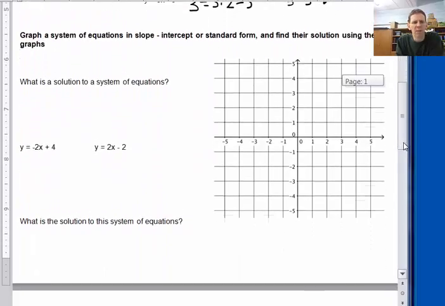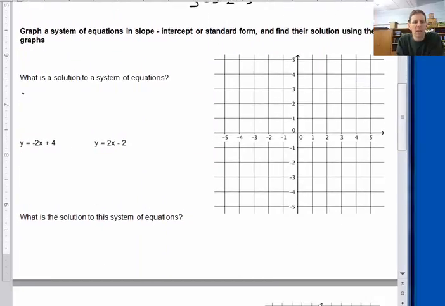We're going to look at some graphs of systems of equations, and on a graph, a solution to a system of equations is a point, or any point, that exists on both graphs.